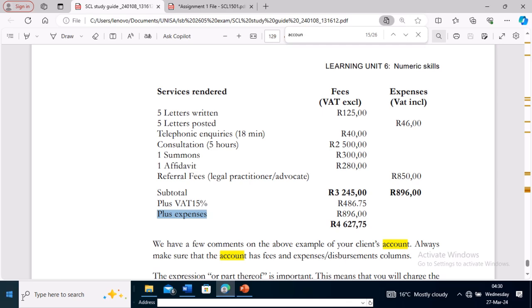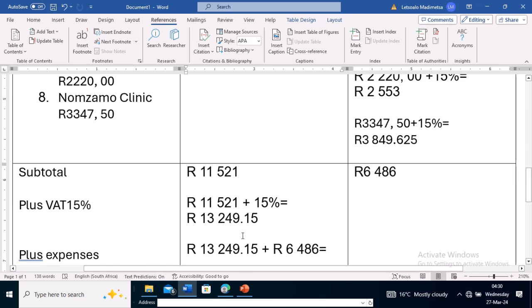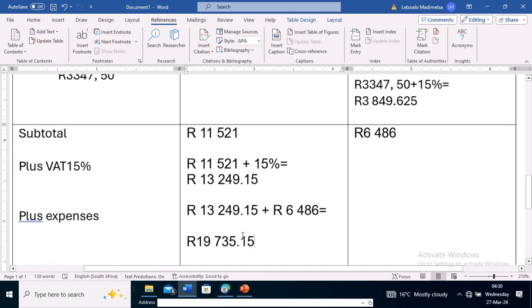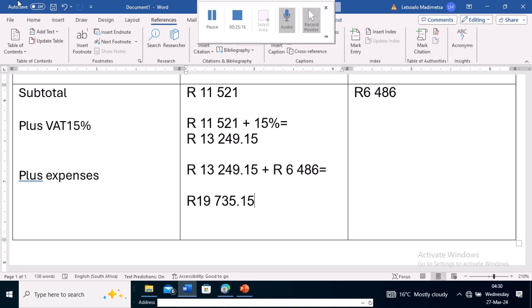And then we move to plus expenses. Then we say 13,249 rands 15 cents plus 6,486. Then it gives us the total amount of 19,735 rands 15 cents. So guys, I do stand to be corrected on this one.